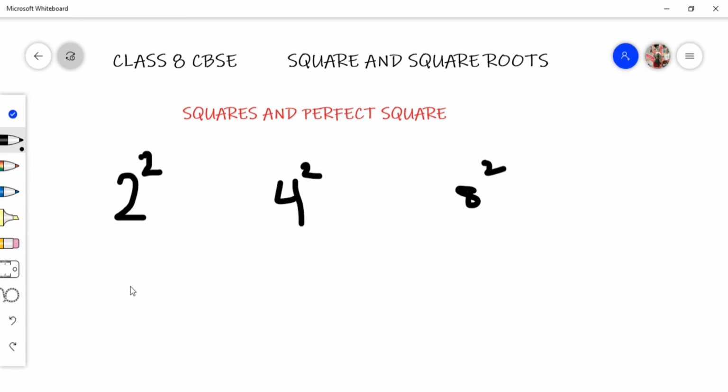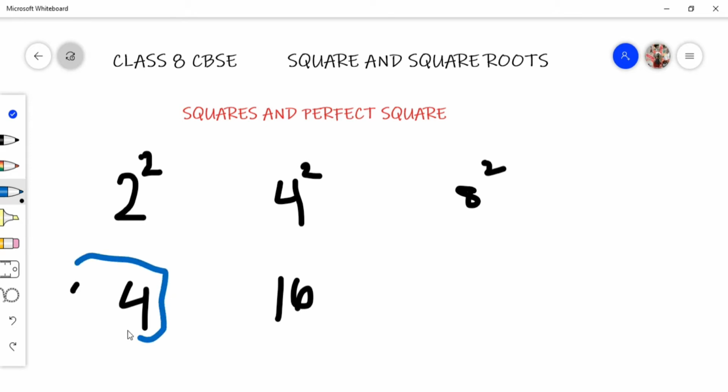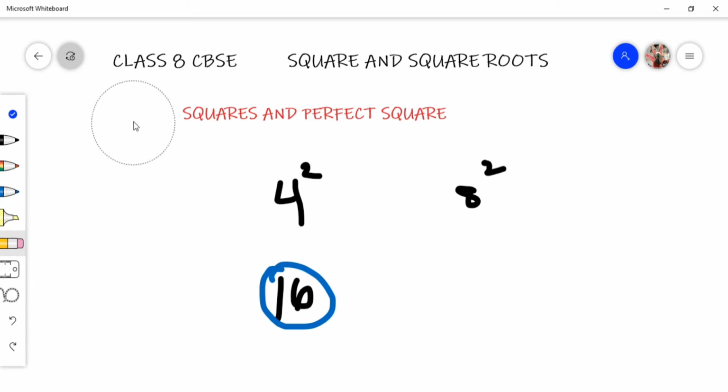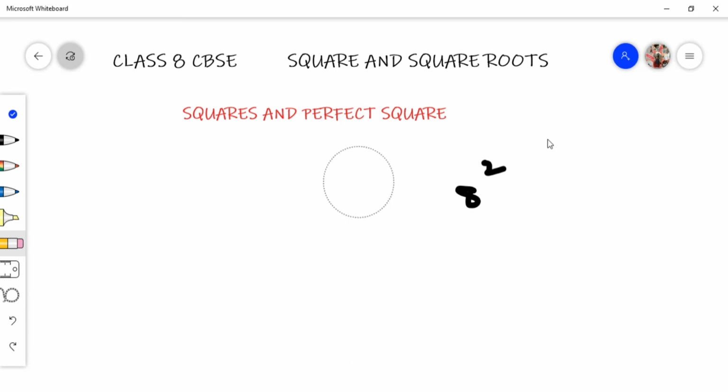Okay, so 2 into 2 is equal to 4, and 4 into 4 is equal to 16. Like that, the numbers that we obtain are called perfect squares. They can also be called square numbers. So now you have a little idea of what perfect squares are as well.